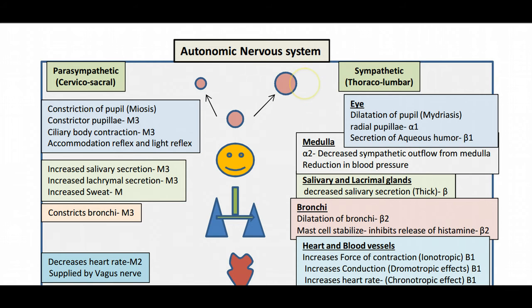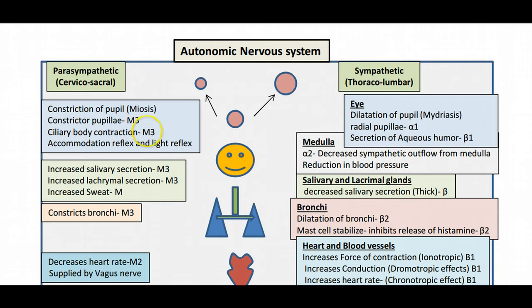So the first organ I am going to discuss is the eye. Now the parasympathetic system will cause constriction of the pupil. The process is called miosis. The miosis actually takes place because of the M3 receptor, which, when activated, causes contraction of the constrictor pupillae. And this contraction of the constrictor pupillae will lead to miosis, or constriction of the pupil.